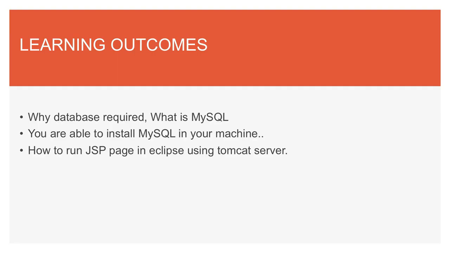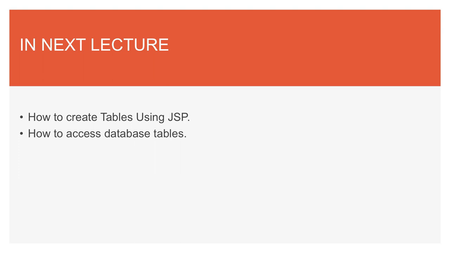So learner, here we will discuss the outcomes of this lecture. The learning outcome of this lecture is to understand why we use a database, why a database is required, and what MySQL is. I hope you are also able to install MySQL on your machine, and you also understand how to run a JSP page in Eclipse using the Tomcat server. So learner, in the next lecture, you will learn how to create tables using JSP, how to access database tables, how we create table relations in the database, and how we fetch data from the database to display on JSP pages. Thank you.